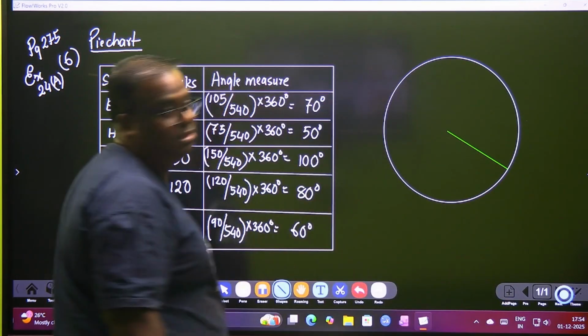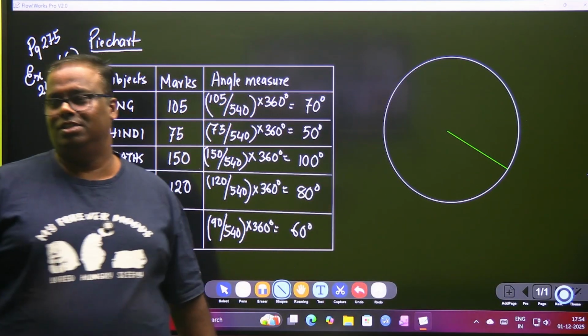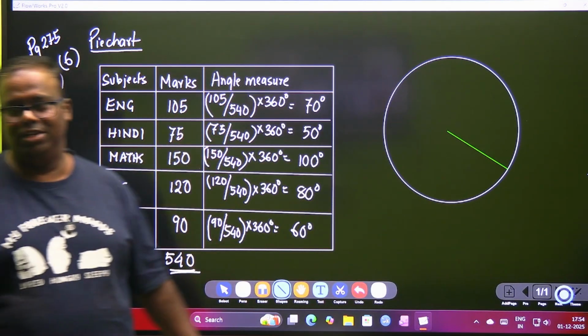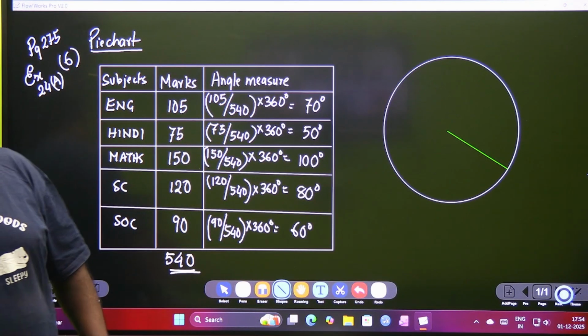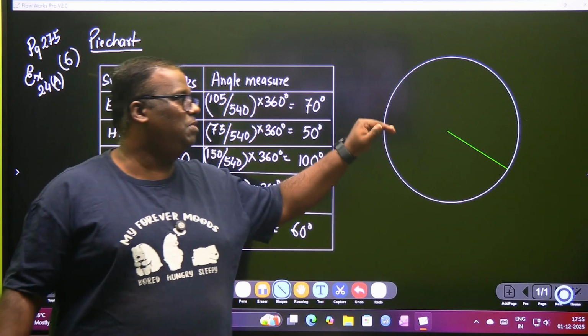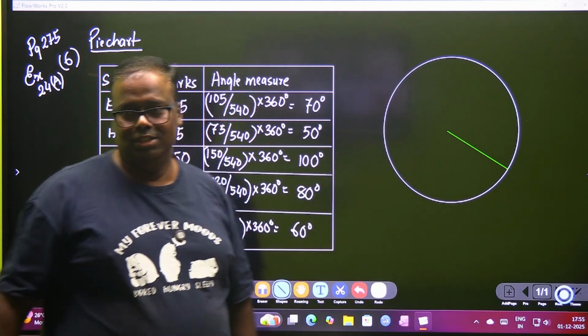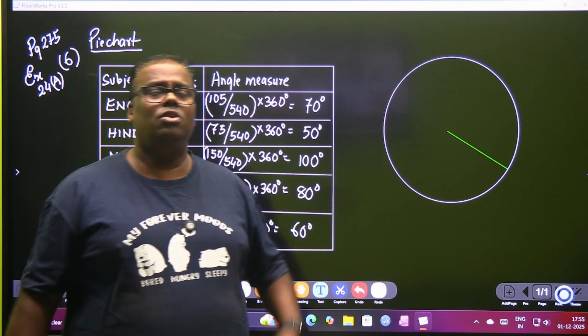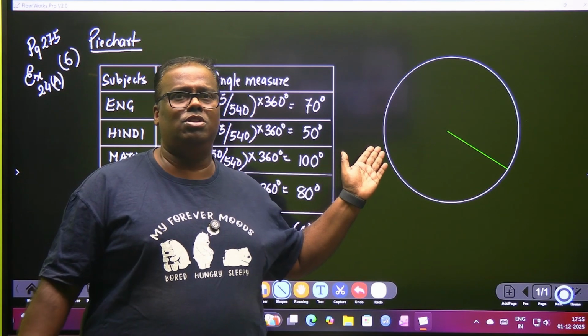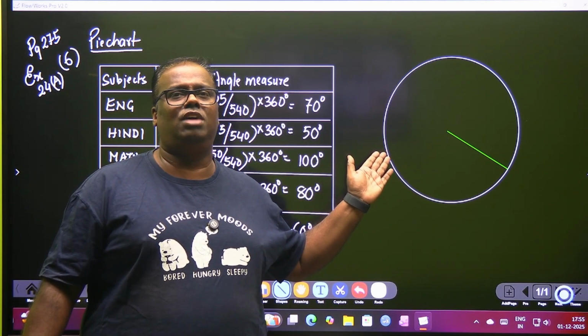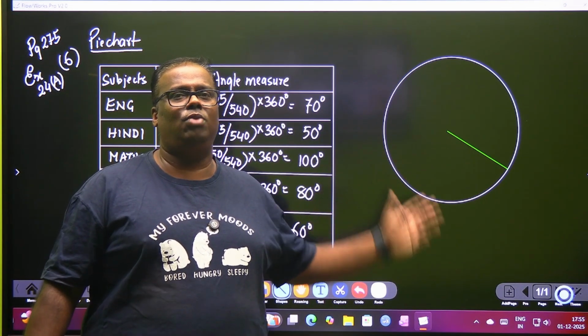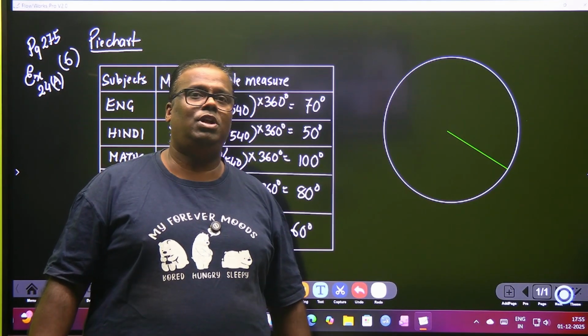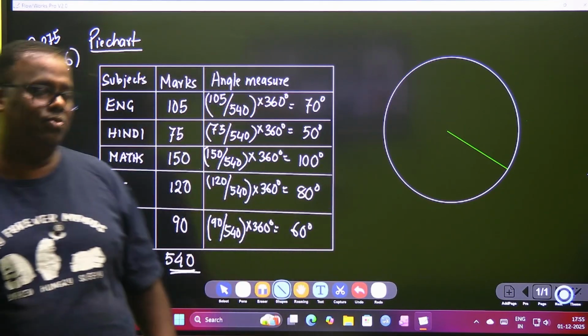I will make it like this, not horizontal. A pie chart doesn't look good that way. A pie chart should show the pies. So make it like this. Don't make it horizontal. It doesn't look good. This one can be done on white paper also. It does not need graph paper. Graph paper is for bar graphs, histograms, line graphs.